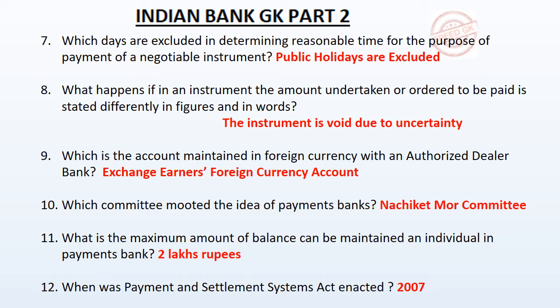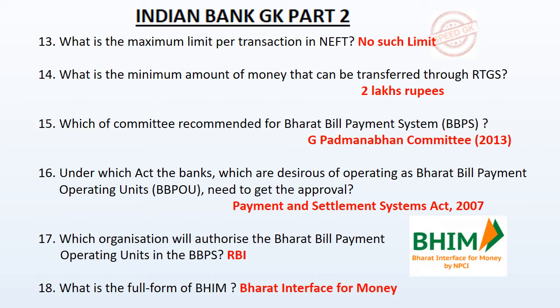Which committee mooted the idea of payments banks? Nachiket More Committee. What is the maximum amount of balance can be maintained by an individual in payments bank? 2 lakhs rupees. When was Payment and Settlement Systems Act enacted? 2007. What is the maximum limit per transaction in NEFT? No such limit. What is the minimum amount of money that can be transferred through RTGS? 2 lakhs rupees.